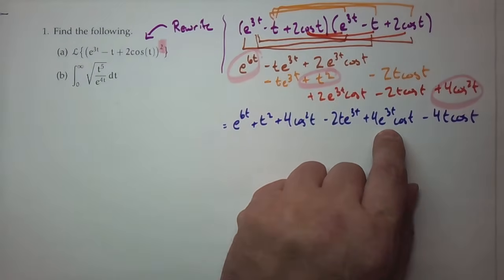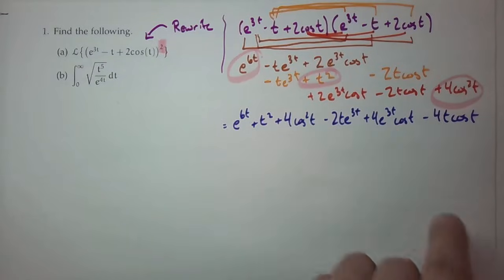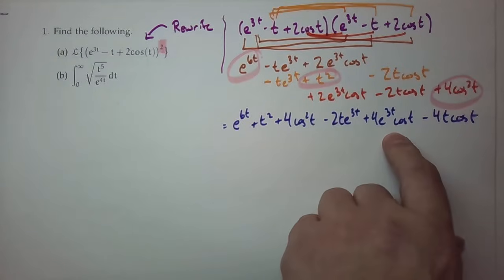All right, e to the 3t cosine t. I'm just in a toxic relationship with convolutions. We haven't even gotten there yet. But we will. Okay, that's good.